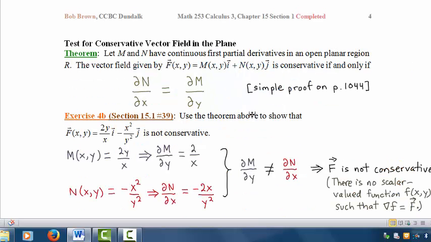The following theorem is a test for a conservative vector field in the plane. Suppose this is our vector field. An input is an element of R2 and the output is a two-dimensional vector. If the partial of n with respect to x equals the partial of m with respect to y, then capital F is conservative. That means there exists a potential function for capital F. And it usually takes integration to find it. We will do that in exercise 6.